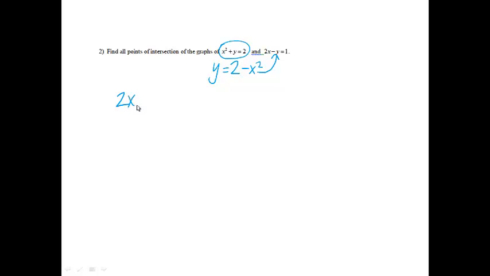So I'm going to get 2x minus the quantity 2 minus x squared is equal to 1, right? And then we're going to distribute the negative to both parts. So we'll get 2x minus 2.